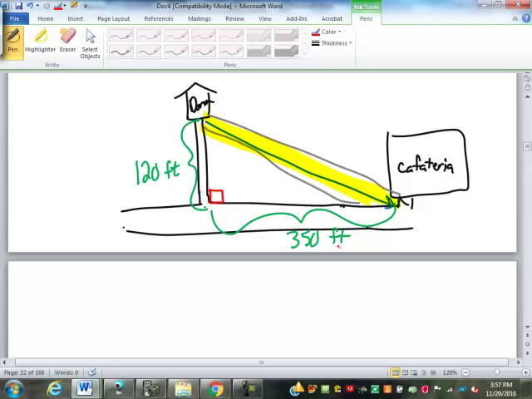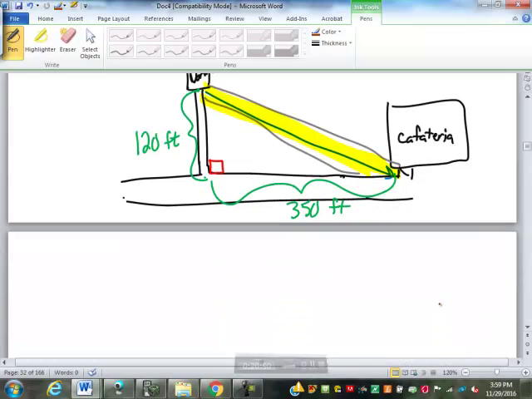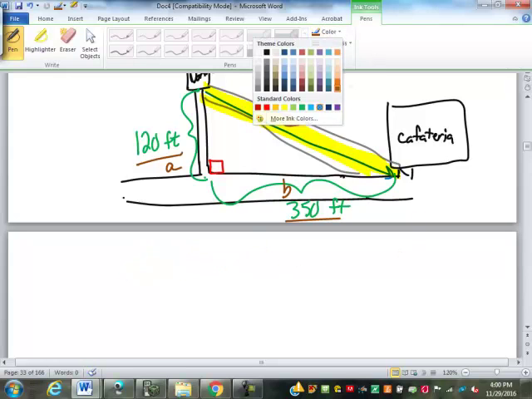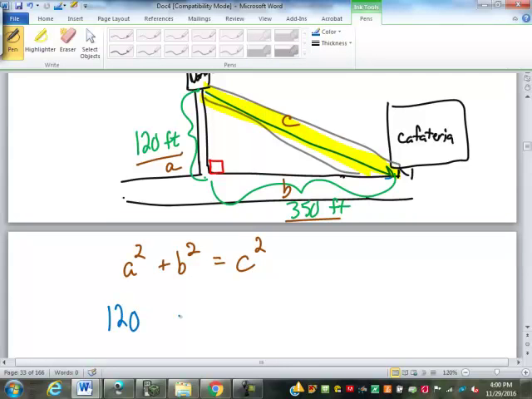So I'm going to give you guys a second in your notes. Find the length of that sidewalk. So, which sides are the legs? The 120 and the 350 are the legs that make the right angle. So I'm going to call those sides A and B. So what I'm looking for is side C here. So A squared plus B squared equals C squared. I'll put in 120 for A, so that's 120 squared, plus B is 350, so that's 350 squared, equals C squared.